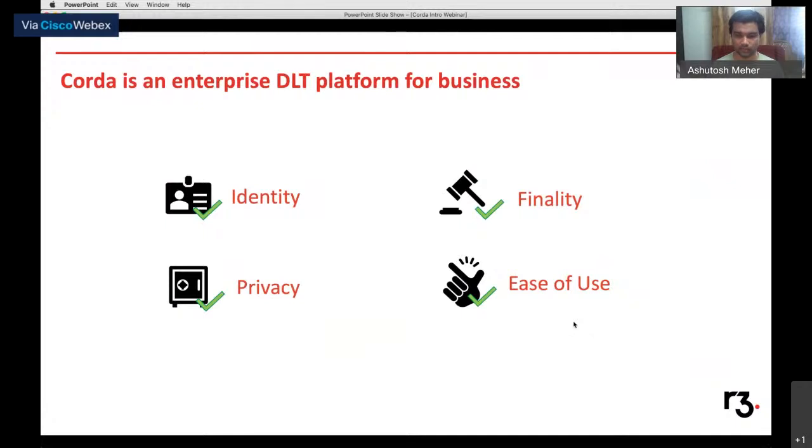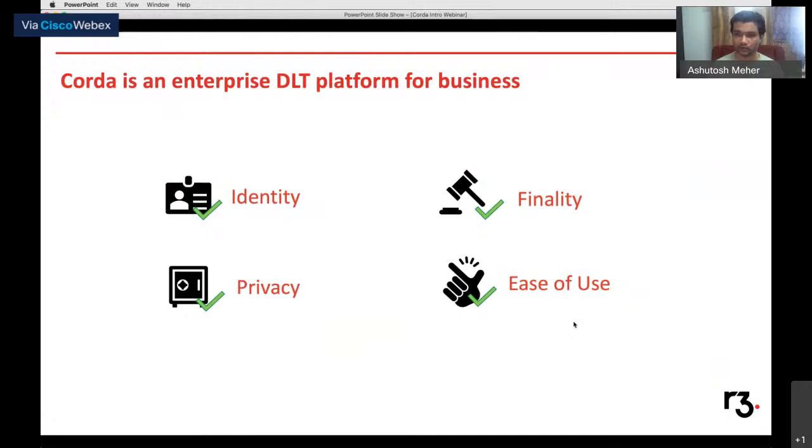There are no anonymous identities. There is no random string of letters and numbers that you interact with or do transactions with. These are well-known identities, who you know by a well-known legal name.